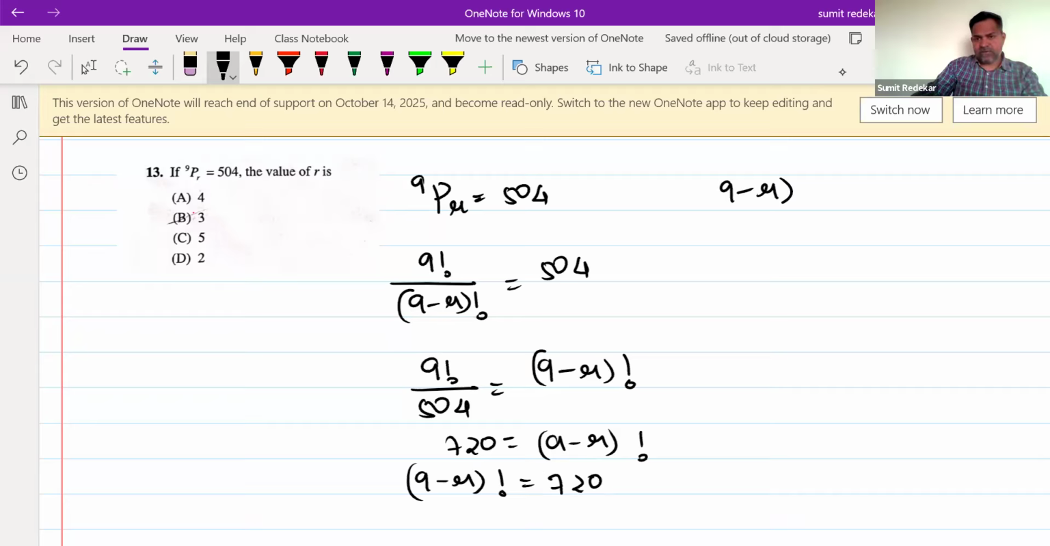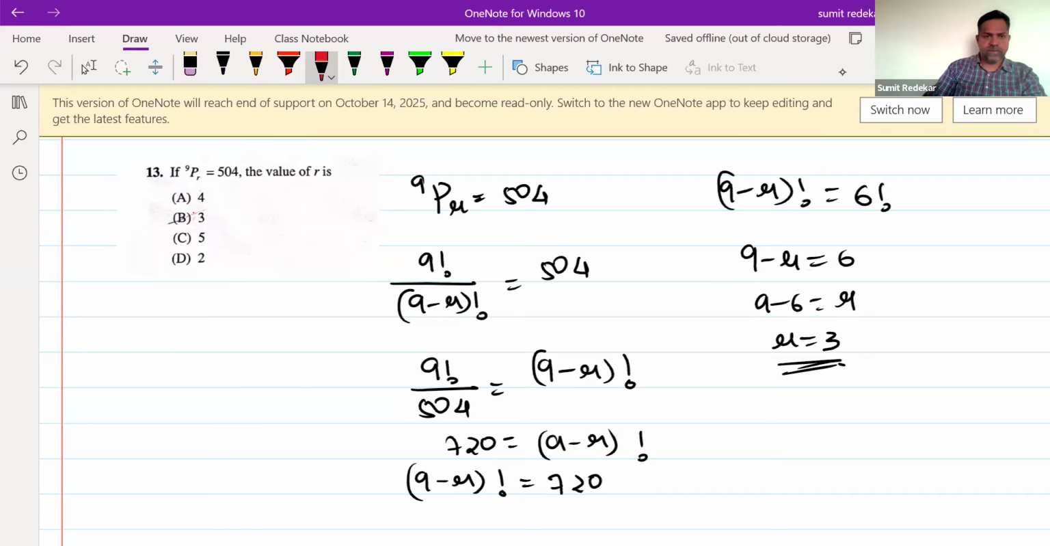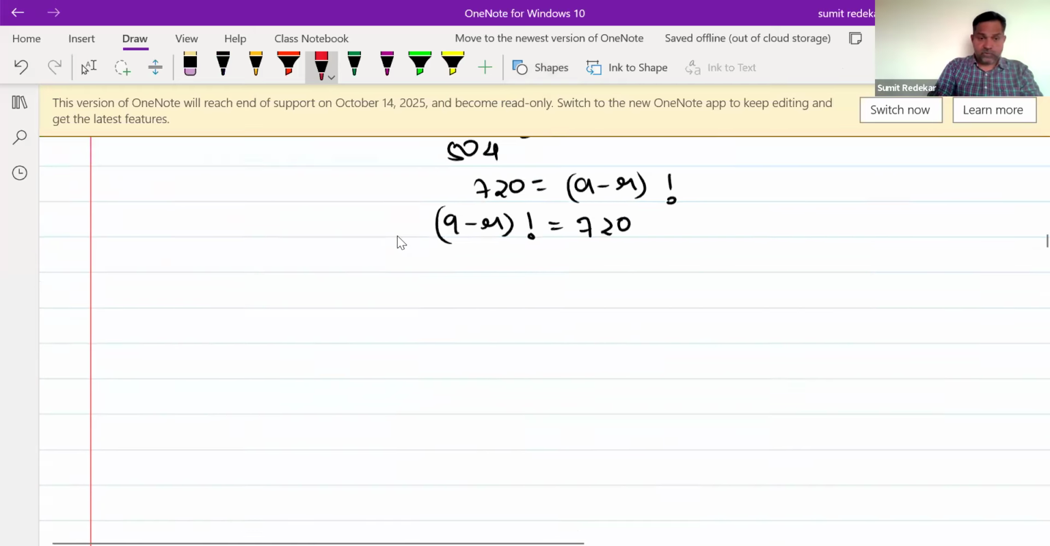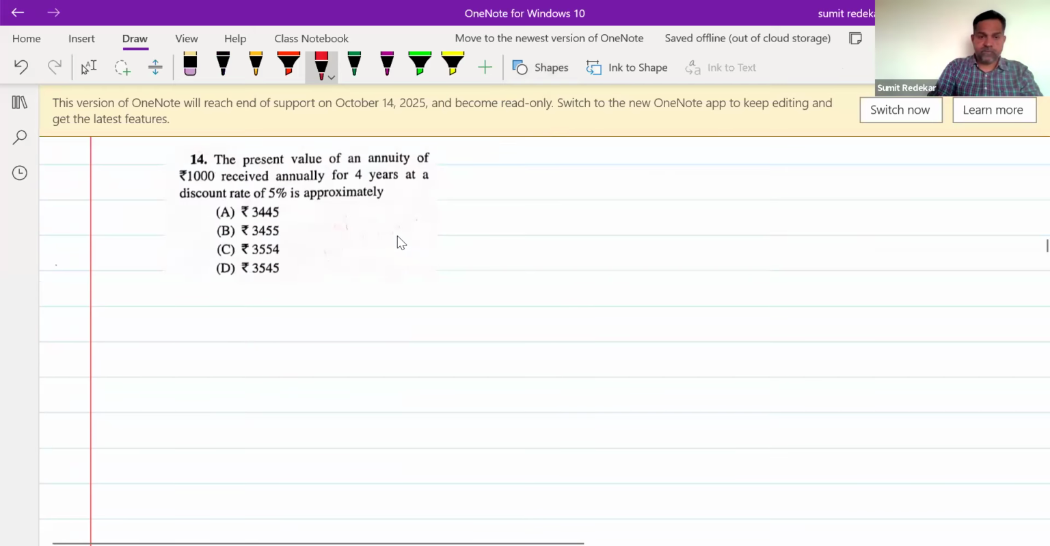तो (9 minus r) factorial is 6 factorial, which means 9 minus r is 6, which means 9 minus 6 is r, which means r is 3. So the answer to this is B, 3. या फिर आप डायरेक्टली ऑप्शन इवैल्यूएट कर सकते हो, which is always a choice. Moving on to question number 14.